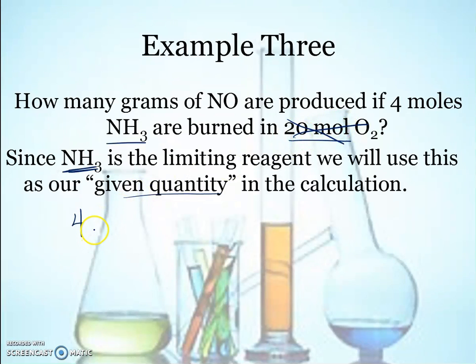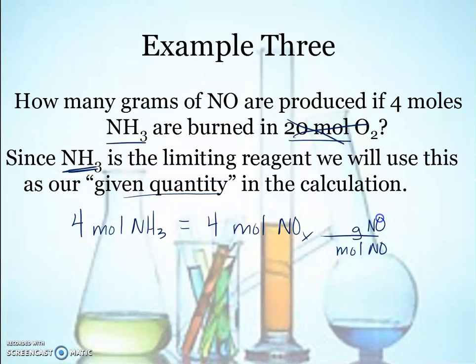All right, so we know that we have 4 moles of NH3, and we said we can make, in the previous problem, 4 moles of NO from there, and then all we have to do is do our conversion to go from moles to grams of NO, and moles cancel, and then that would be 120.04. Yep.